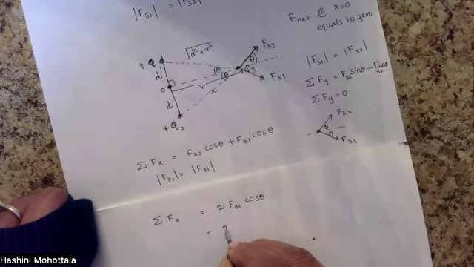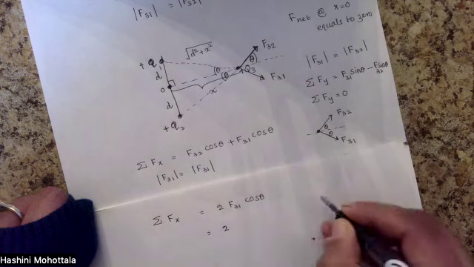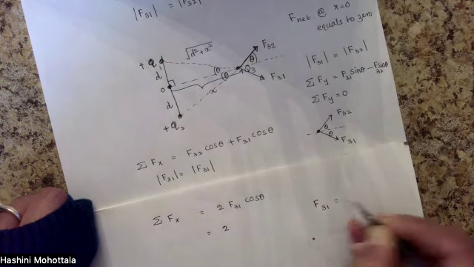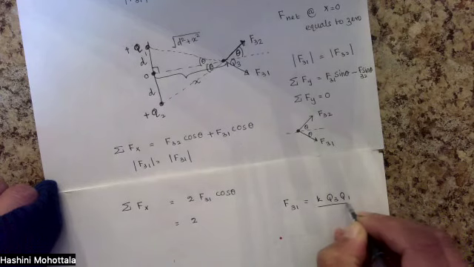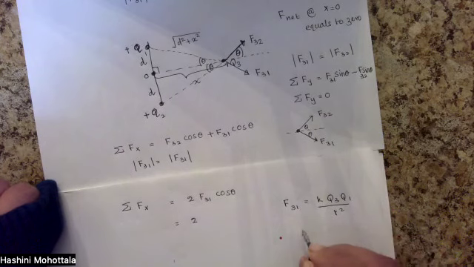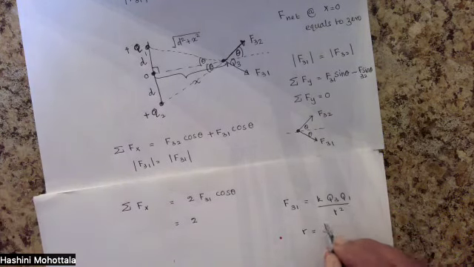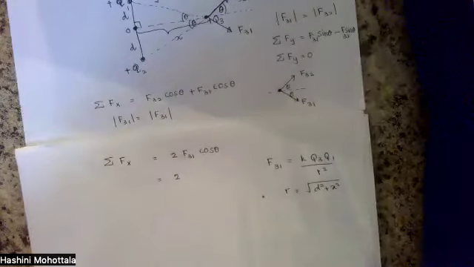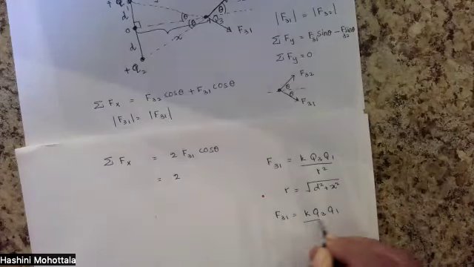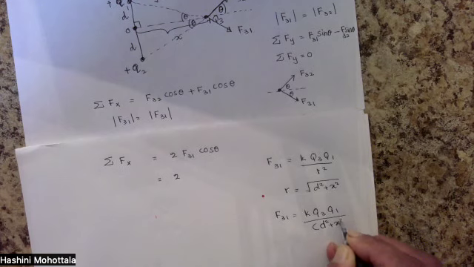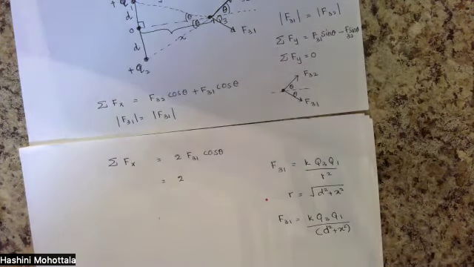Now let me substitute F31 cosine theta. Actually, I am going to write it over here. F31 equals K Q3 Q1 over R square, where R is the distance that we found as d square plus x square. So my F31 becomes K, Q3, Q1. Those are all constants. I'm not too worried about them. And then here I have d square plus x square. When you take the square, the square root goes away.